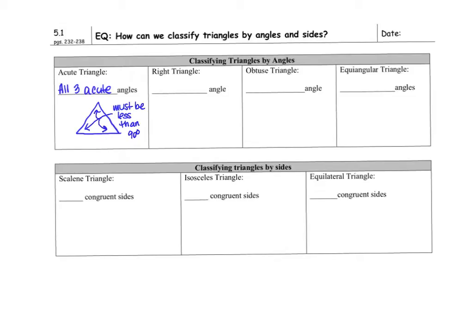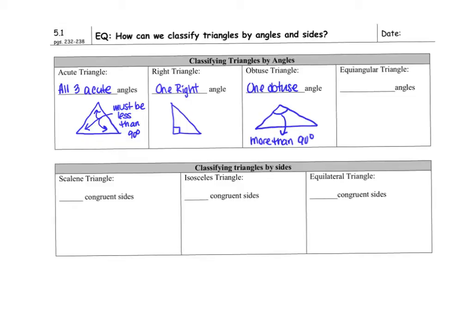Next, we have right triangles. A right triangle has one right angle. Typically, these are triangles that will have the little box in one of the corners to represent it being a right triangle. An obtuse triangle has one obtuse angle. Those typically look like this, where you'll have one obtuse angle. An obtuse angle is more than 90 degrees.